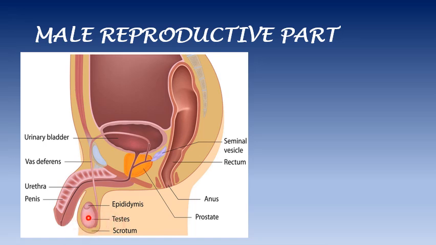Like this, these are the external organs, and there are some internal organs which are present inside, such as the epididymis and vas deferens. You can see this tube-like structure is called the vas deferens, and the seminal vesicle. You can see here, this is the seminal vesicle, and the prostate glands will be present here, and the urethra will be present here. So these are the important structures of the male reproductive part.